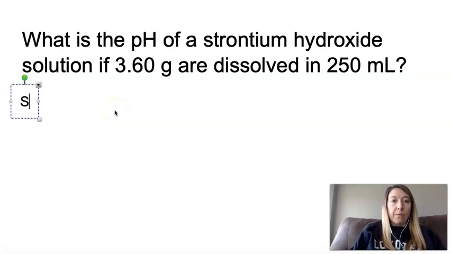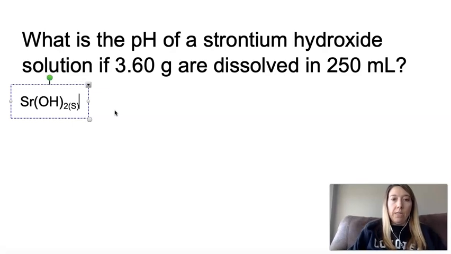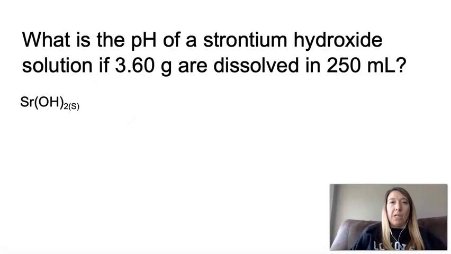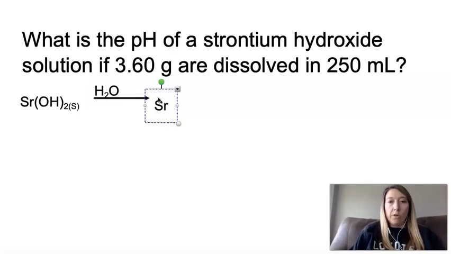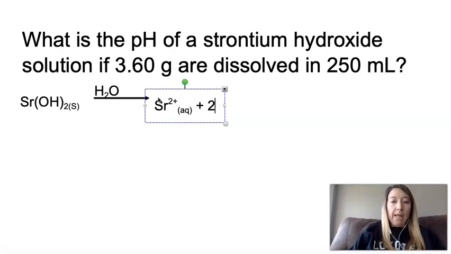So we are going to start by writing our dissociation equation. So we have strontium hydroxide. We're going to start this as a solid because we have a mass for it. So this is being placed into solution. So we'll put our arrow. We are then going to write our water over the arrow. Okay, then over here, this is going to dissociate. So we are going to get strontium ions and 2 hydroxides.